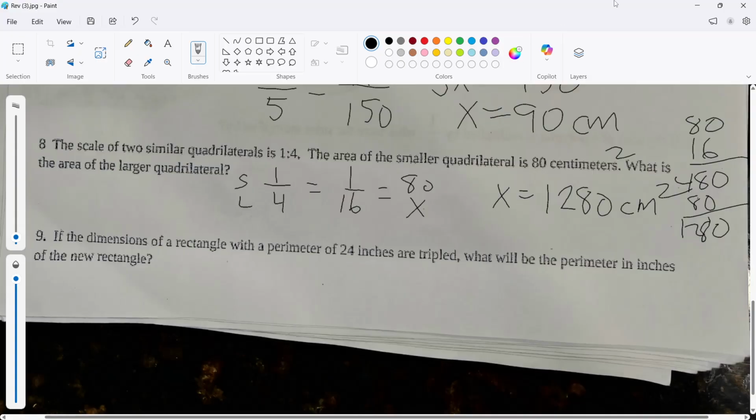If the dimensions of a rectangle with a perimeter of 24 are tripled, so the scale factor is 3, what will be the perimeter in inches? Well, perimeter is still linear, so I just do 3. If it was area, I'd have to increase it by 3 squared, which is 9. So the new perimeter will be 3 times 24, which is 72 inches. So that's it for the notes.